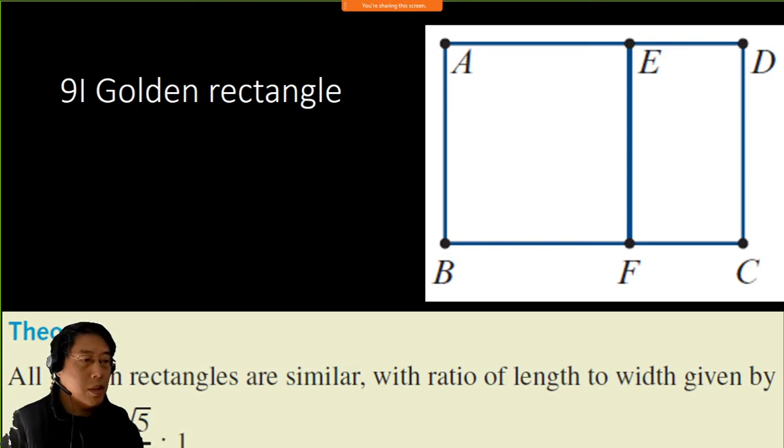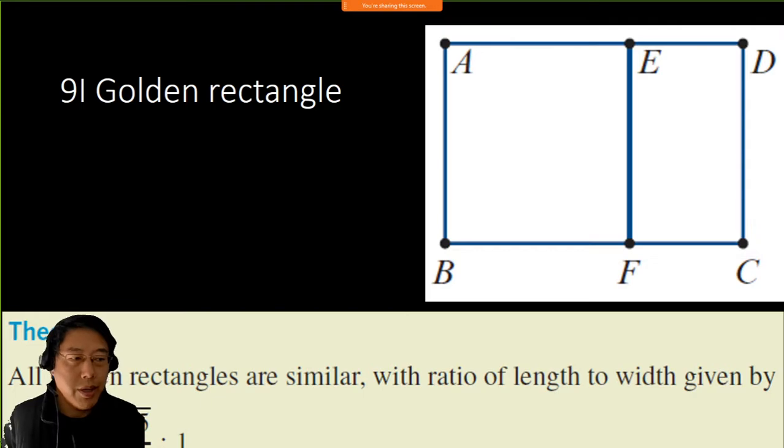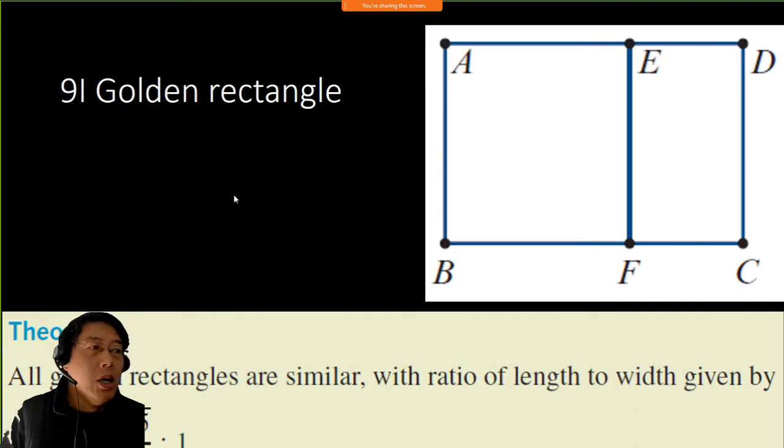Okay, so the theorem. It's about all golden rectangles being similar. When you look at the ratio of the length, the length is BC and the width is CD, that vertical part, and it's a ratio of (1 plus root 5) over 2 to 1. Okay, so keep that in mind. That's for the theorem. We look at the actual proofing.